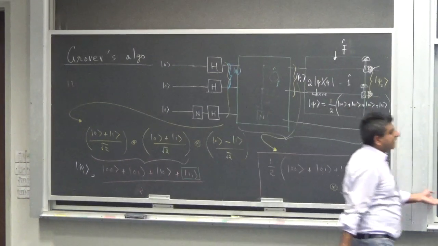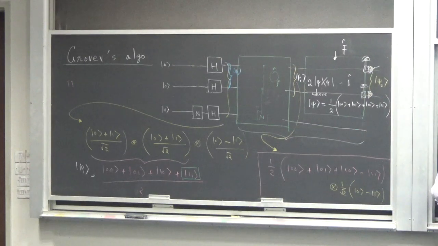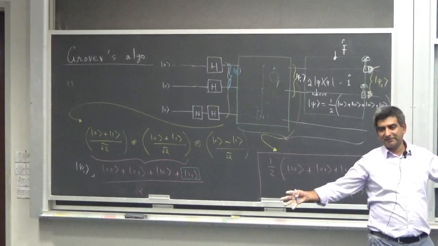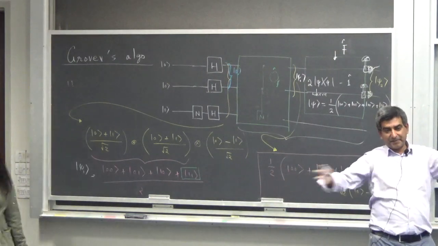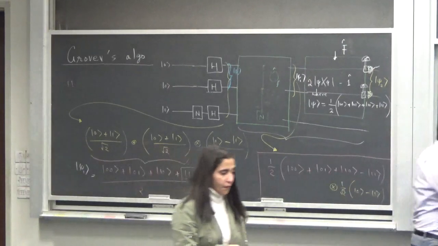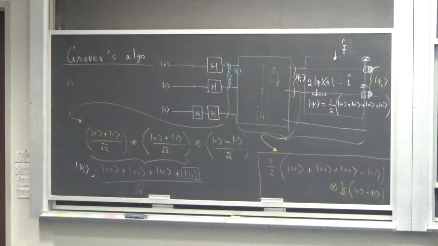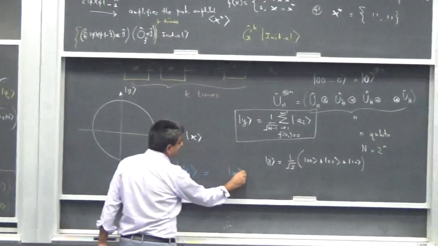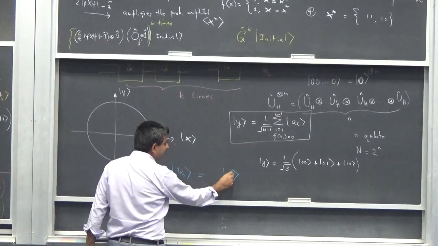Now what is this state ket psi naught? Ket psi naught is an equal superposition of all of the basis states, of all the capital N states. Alright, so ket psi naught is the state that I'm looking for. Say, let's call it x. So x star is now just x.